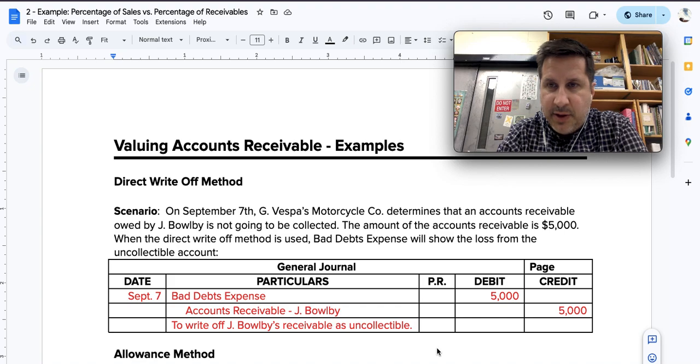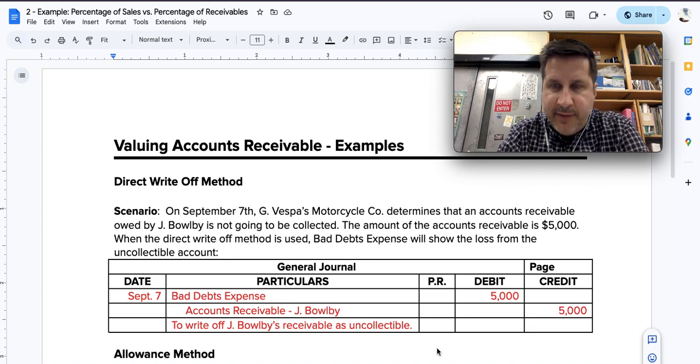The first method is called the direct write-off method, and it is just that. It is super simple. So when we have an uncollectible accounts receivable, we are going to create a new expense item called a bad debts expense. And that recognizes that we're not collecting money from our customers as we had hoped.